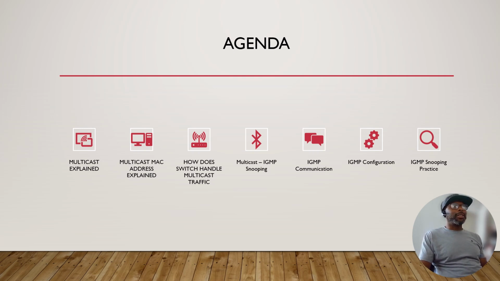Today's agenda, we're going to talk about, or should I say, explain multicast MAC addresses, how a switch handles multicast traffic, IGMP snooping, IGMP communication, IGMP configuration, and we're going to look at a few practice examples of IGMP snooping configurations and what actually happens.